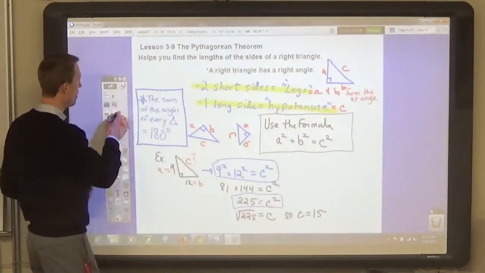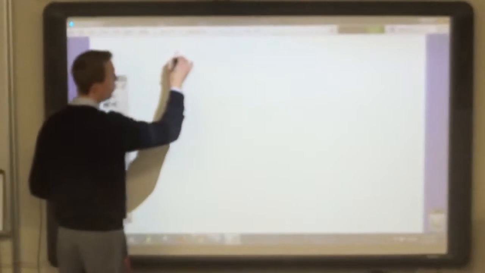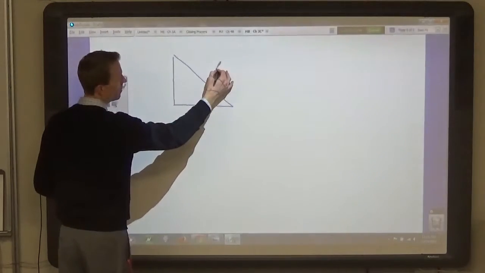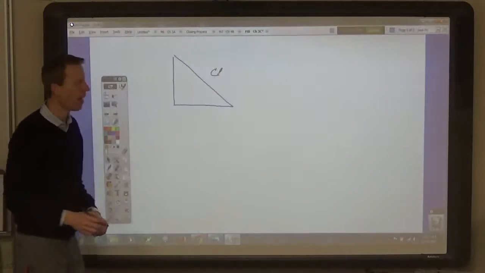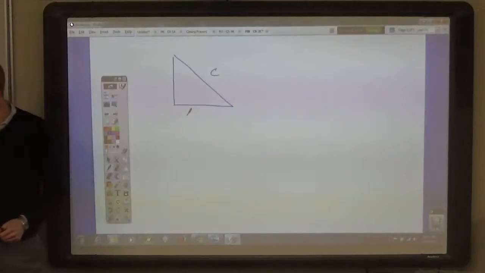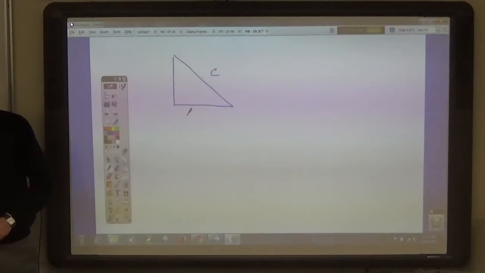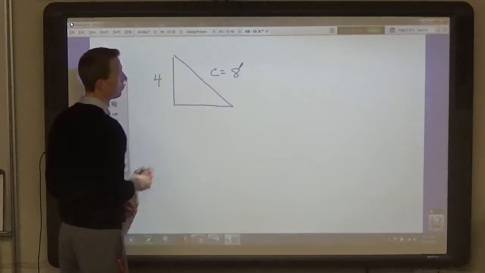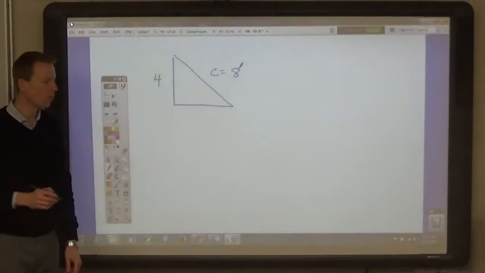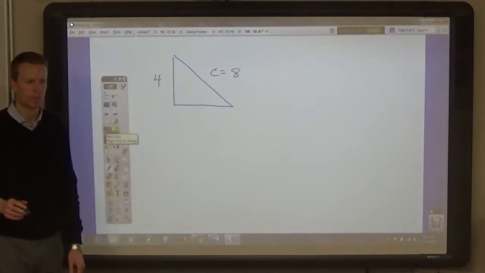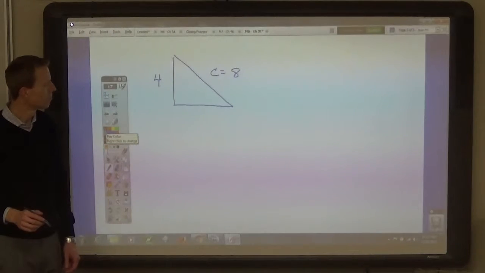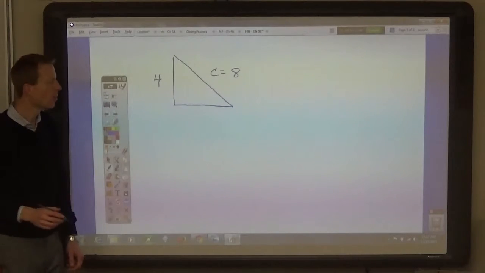Now, what if you are given a triangle and you're given side c and one of the legs? So for example, let's say that this one is 4 and this one is 8. How would you put that into the formula? Well, they're the same size, right? Both of the legs. No, not necessarily. How would you put this into the formula?